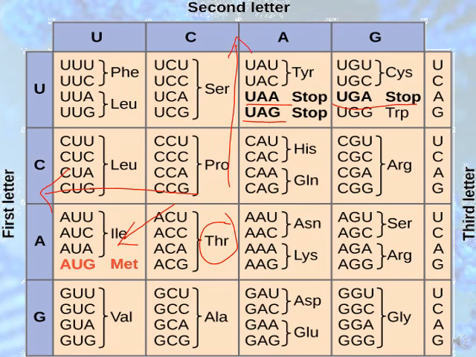So you have to study only three. UAA, UAG, and UGA, they are stop codons. Whenever we reach this, we have to stop because it's called the stop codon. And we're going to talk about this in details in the next presentation.